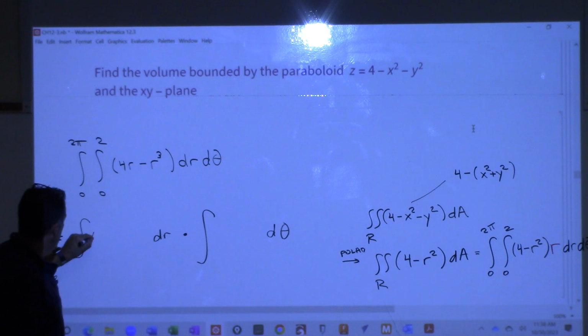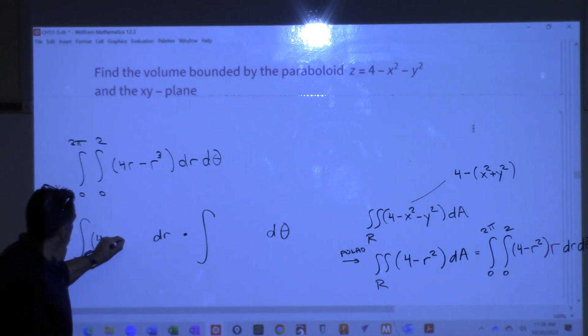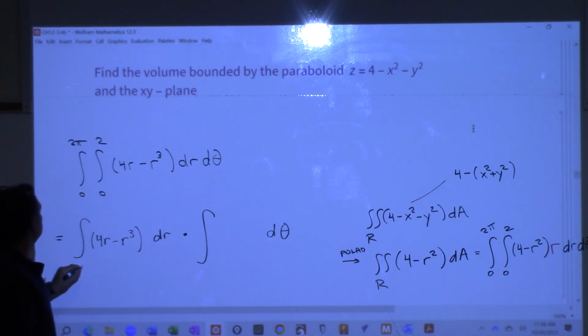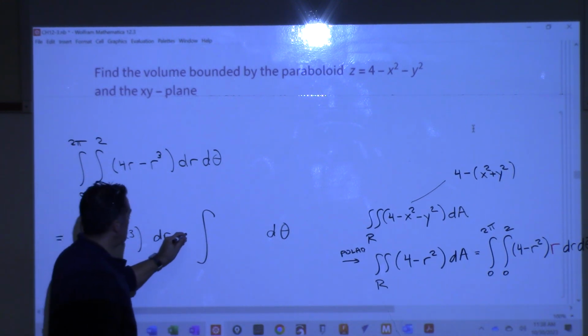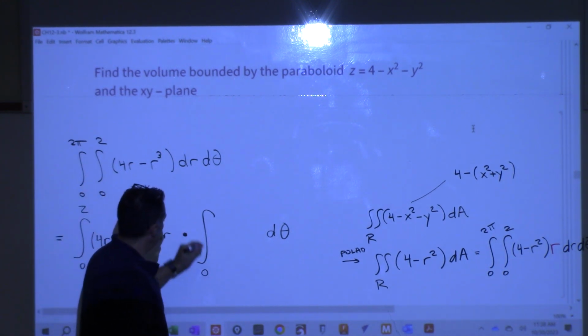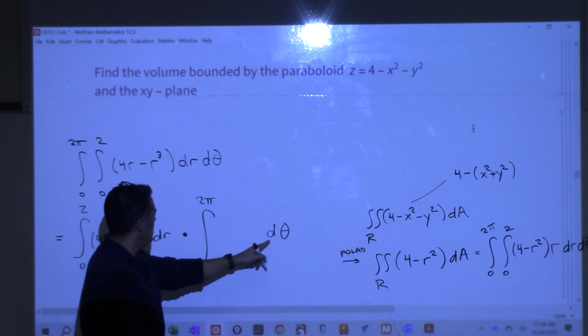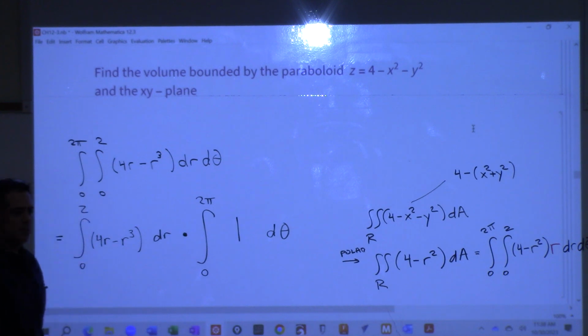So I can do my integral with respect to r first, right here. And what's my restriction, 0 to 2? Whatever that answer is, I multiply it, not add, by the integral from 0 to 2 pi of what do you think here? 1 d theta.